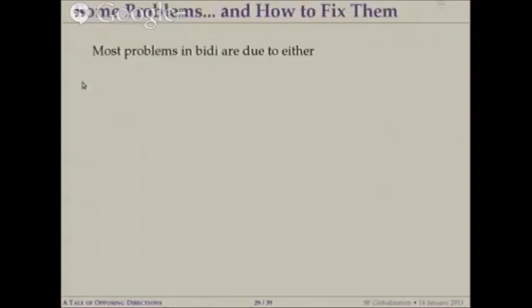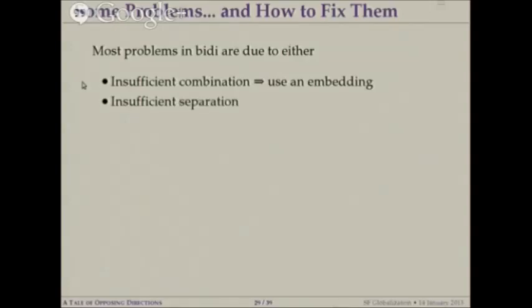However, this doesn't always work. Sometimes you run into problems, and there's basically two classes of problems when you're dealing with Bidi. One is insufficient combination, which is when a bunch of text is not sufficiently tightly associated with each other. The solution to that is to use an embedding and make them group more tightly. The other problem is insufficient separation. If you have that problem, you use a right to left mark or a left to right mark.